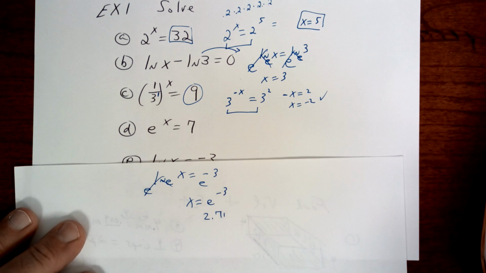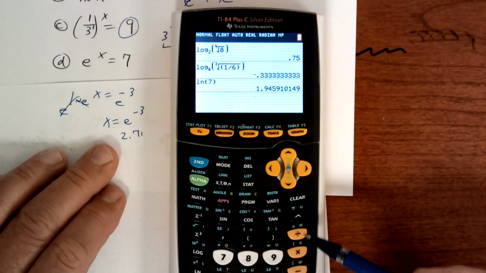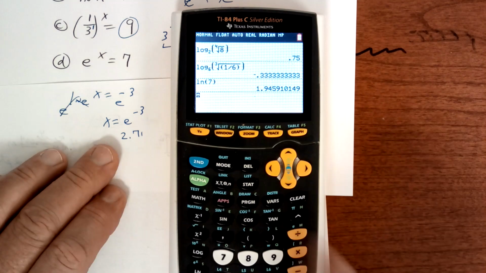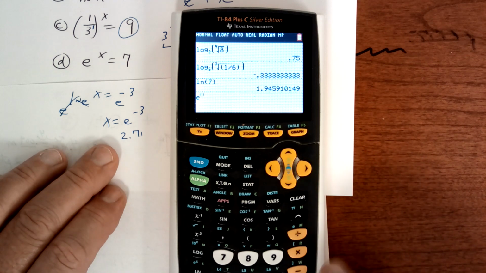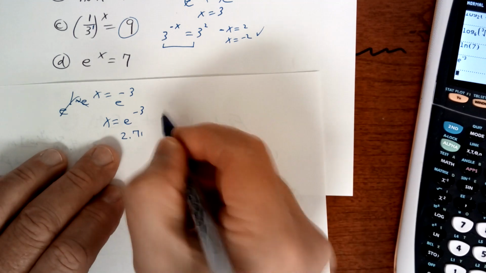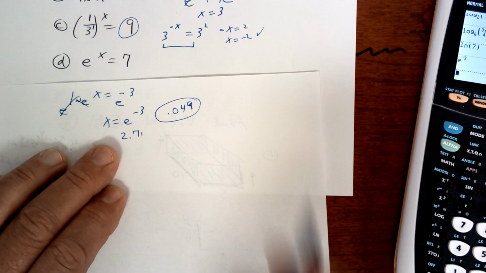So look here, here's your key. So right here, where the division sign is, you're going to hit Shift, E, and then you're going to raise it to the negative 3 power. Make sure you press the negative sign. I get 0.049. Get your calculator and make sure you can do that.